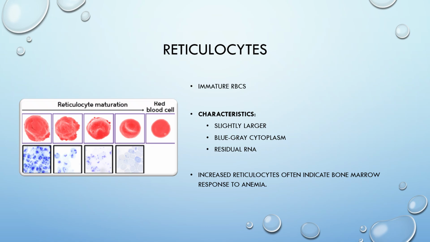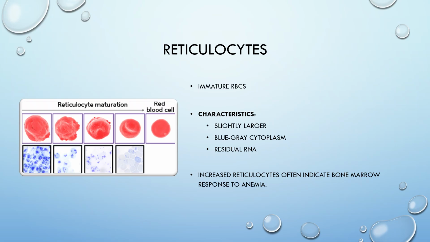If the body experiences blood loss or increased red cell destruction, the bone marrow often responds by accelerating erythropoiesis and releasing more reticulocytes into circulation. So when we see elevated reticulocyte counts, it usually suggests that the bone marrow is actively responding to a demand for more red blood cells. In other words, reticulocytes act as a kind of physiologic indicator of marrow response.